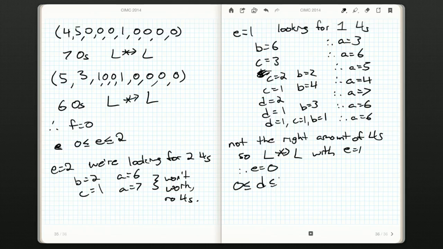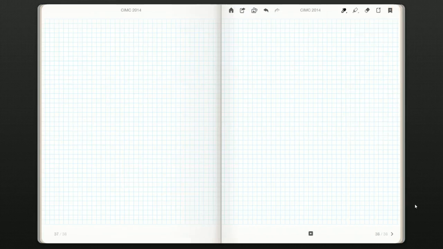So what can D be? D can be between 0 and 3. Alright, D equals 3. Well, we're looking for 3 3s. Well, we already have one, so that's good. B could be 1, and that's it. And A would be 6. So that one's a no-go. We're starting to run out of options here. But that's okay. Maybe 2 0 2 0 or something like that will work again.